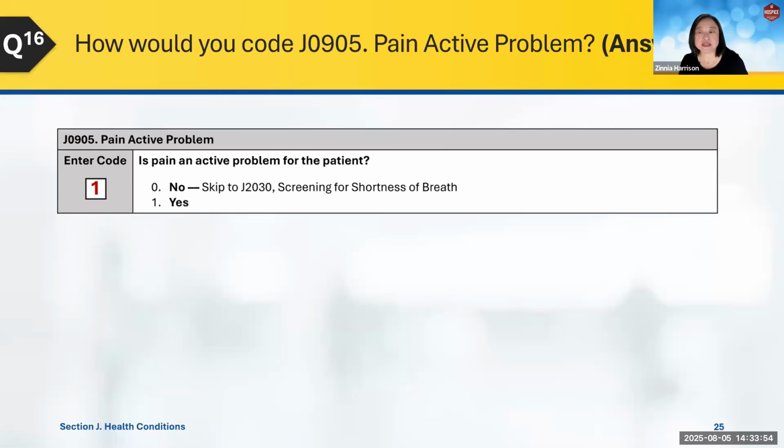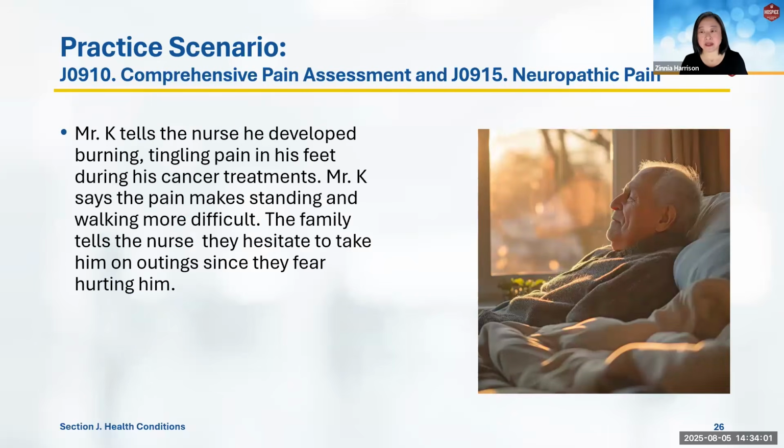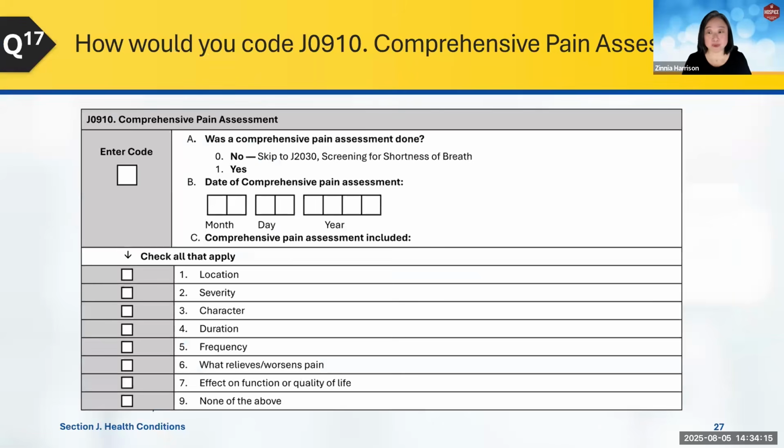So I'll build on Mr. K's scenario on the next slide. Mr. K tells the nurse he developed burning, tingling pain in his feet during his cancer treatments. He says the pain makes standing and walking more difficult. The family tells the nurse they hesitate to take him out on outings since they fear hurting him. Okay, so let's launch the next polling question. How would you code comprehensive pain assessment? Remember to check all of the characteristics that apply.